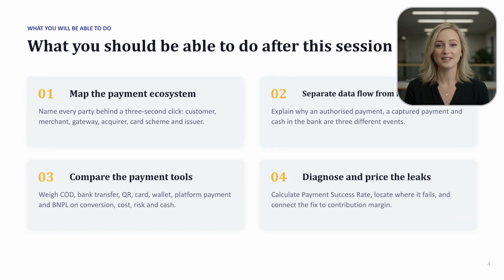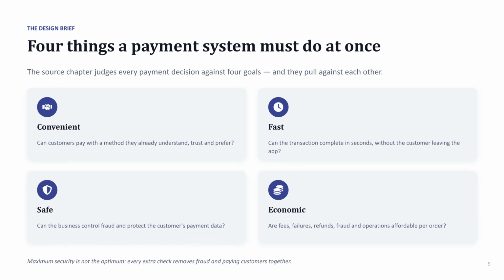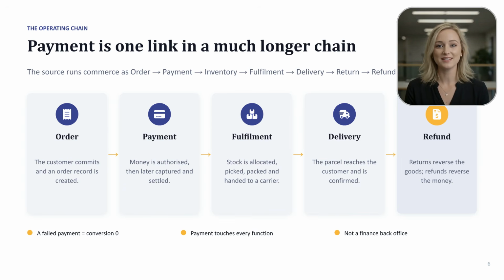After this video, you should be able to map the payment ecosystem, distinguish between data and money flows, compare various payment tools, and diagnose financial leaks. A payment system must balance four competing goals: convenience, speed, safety, and economics. Remember that maximum security is not always the optimum, as excessive checks can deter paying customers. Payment is just one link in the broader operating chain, which includes order management, inventory, fulfillment, delivery, and refunds. A failure at the payment step impacts every other function.